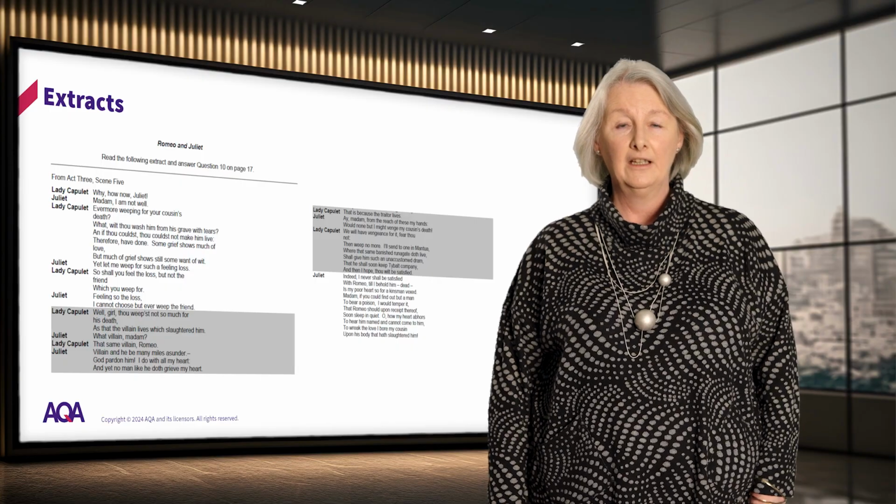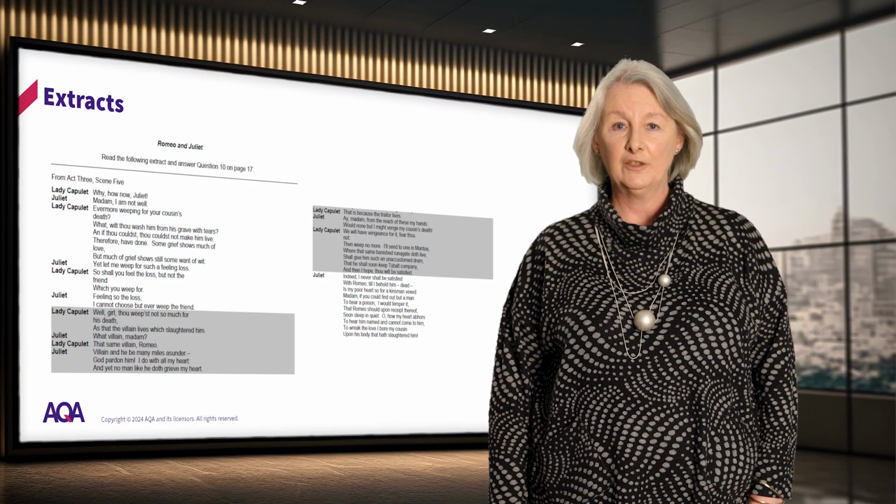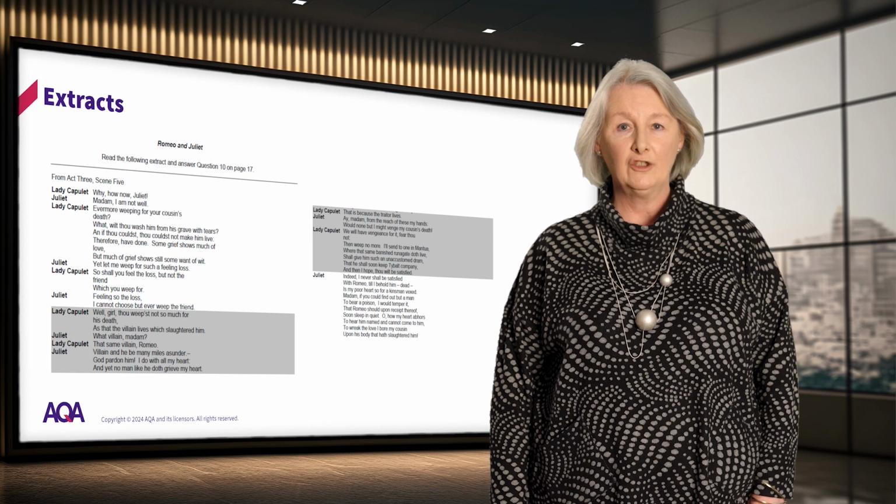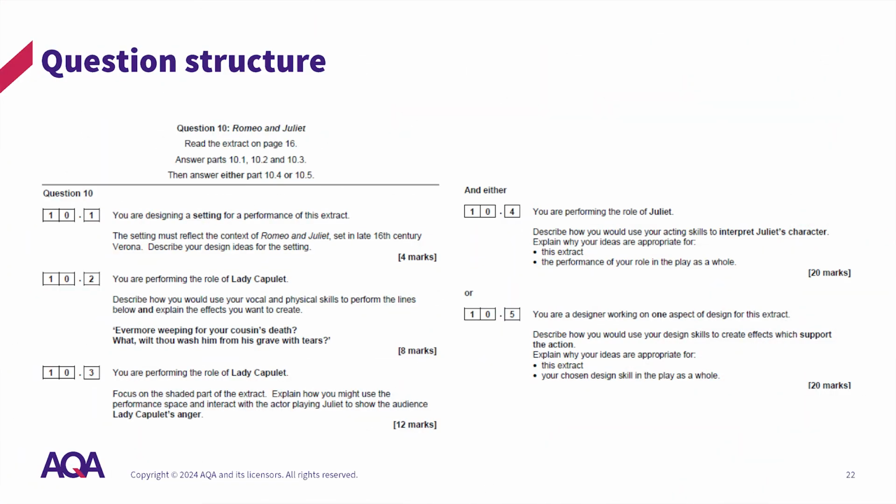It could be that there is some overlap with extracts used previously, or that the characters who form the focus of the question change. However, let's move to the questions themselves now. In these Romeo and Juliet focus questions, as the first question is based on a setting, the second and third questions focus on one character, in this case, Lady Capulet. The fourth question is centred on a second character, Juliet in this case.